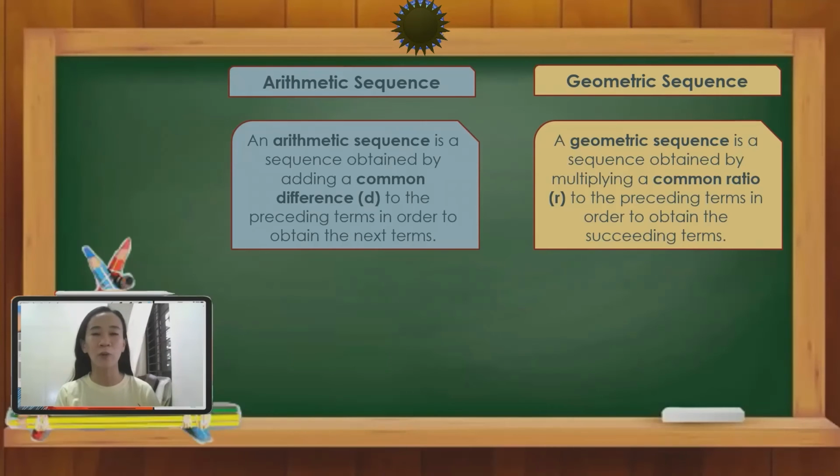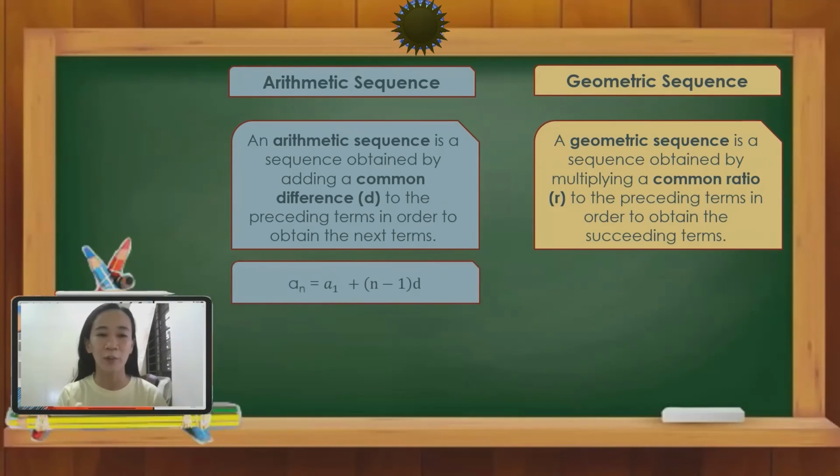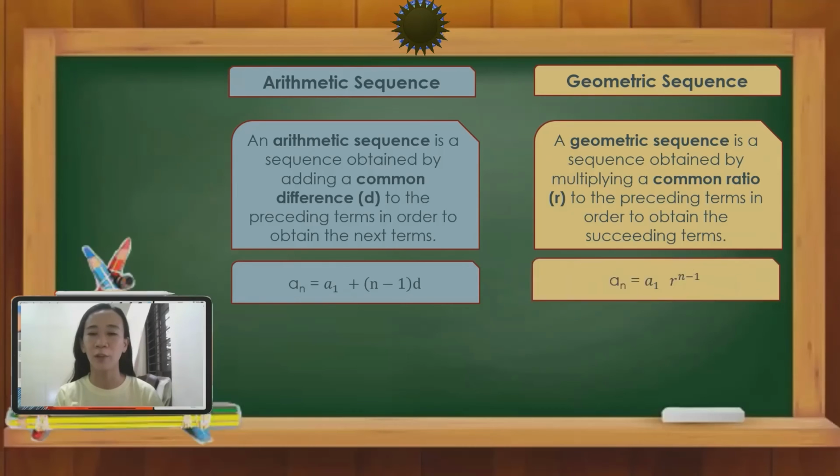So what was our formula in finding the nth term for an arithmetic sequence? Our formula was a sub n is equal to a sub 1 plus the quantity n minus 1 times d. For a geometric sequence, to find the nth term, the formula is a sub n is equal to a sub 1 times the common ratio r raised to n minus 1.